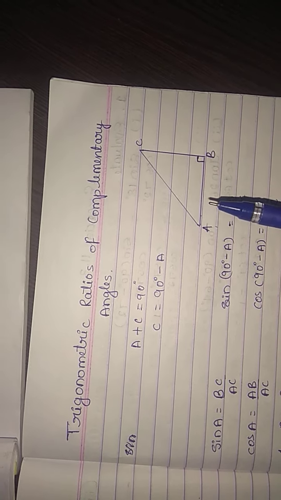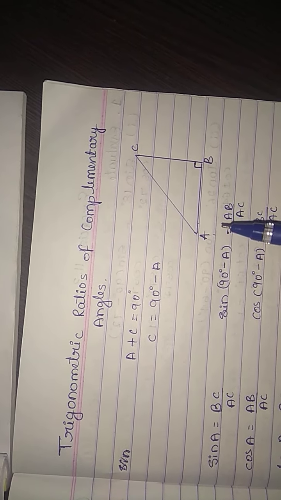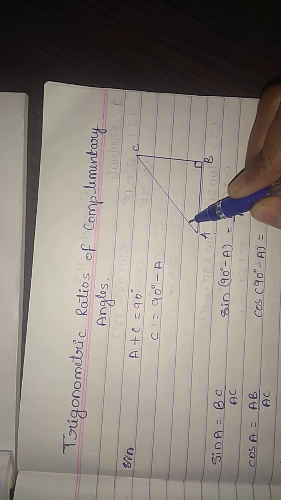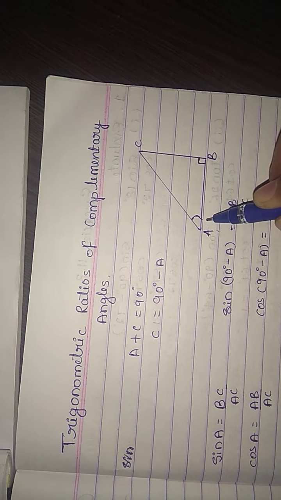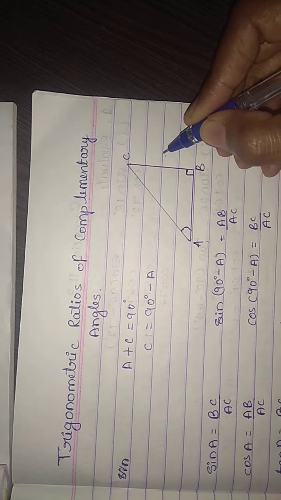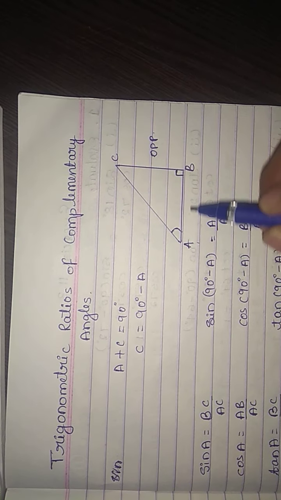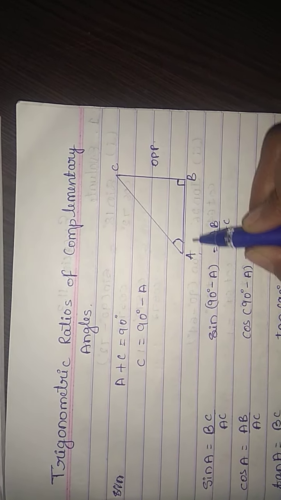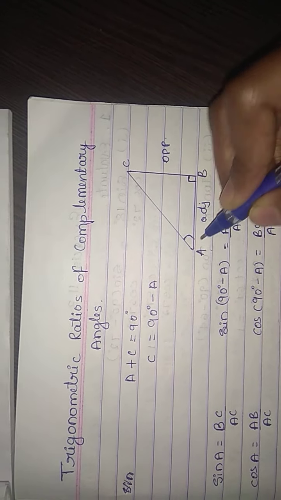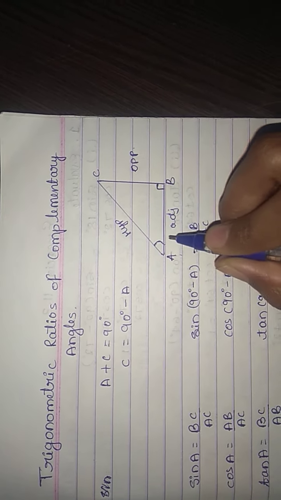Suppose we are considering angle A. Which side is opposite? Which side is adjacent? Can you tell? Suppose I consider angle A. Which side is opposite? This one, no? BC is the opposite side, and AB is the adjacent side, and AC is the hypotenuse. Yes or no? Okay.